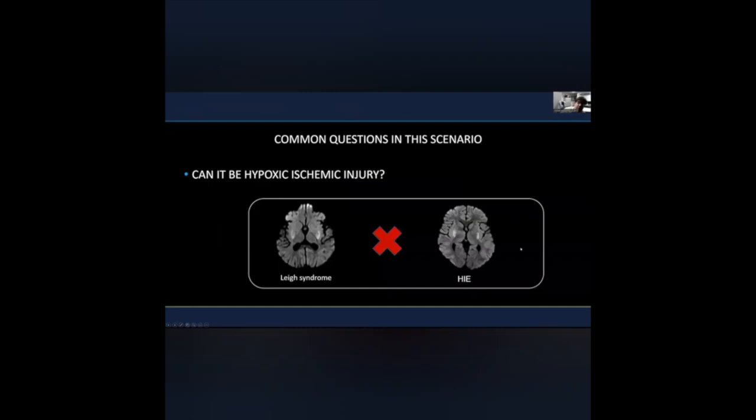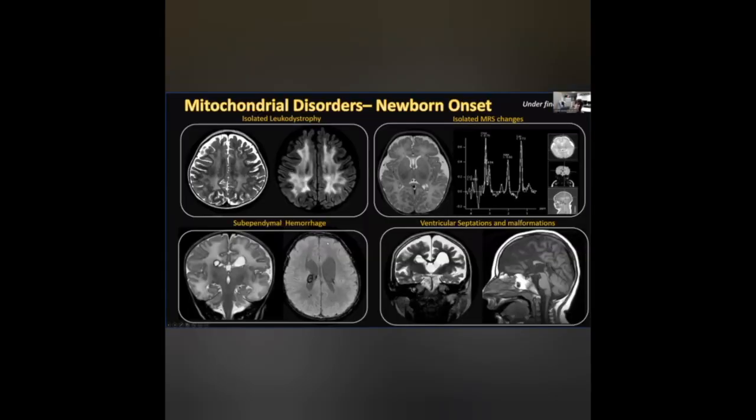Let's bring some important questions in this scenario. The first common question that a clinician may bring to you is, can it be hypoxic injury or is this Leigh syndrome? This is an interesting result that we are working on, newborn onset for mitochondrial disorders. And interestingly, different than expected, we don't see many lesions in the basal ganglia and brainstem for patients that have a very early onset, less than 1 month old age.